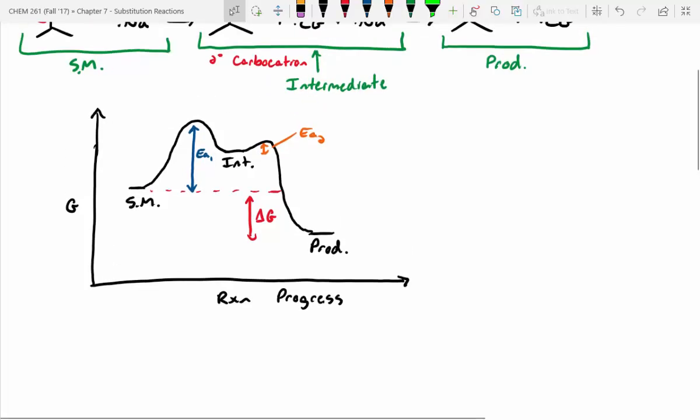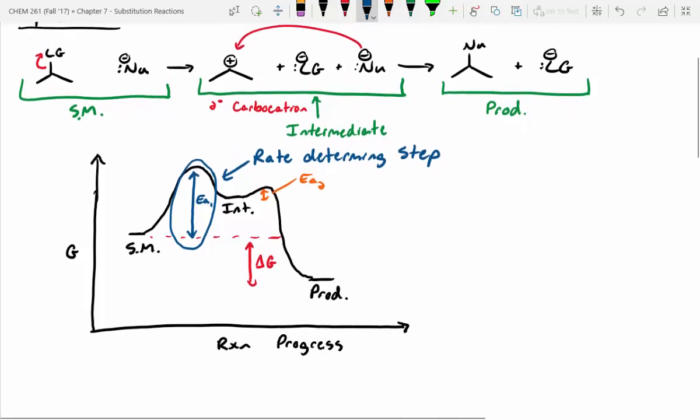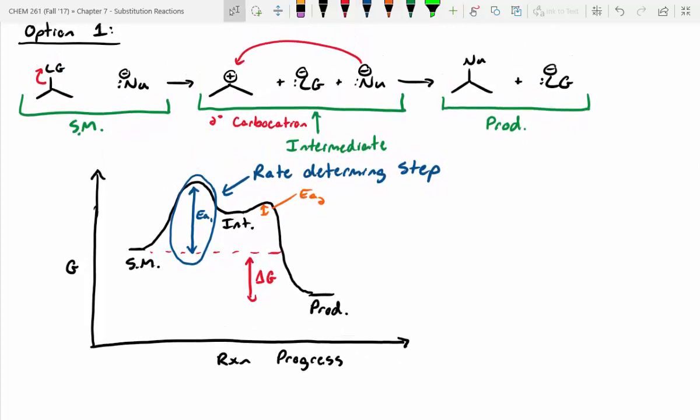Okay, so we said that EA1 is the rate determining step. Okay, so let's focus on this first step back up in that reaction. So step one, where we're going from starting material to intermediate, what reagent matters the most? Does the nucleophile really matter? No, it's just spectating that whole time.